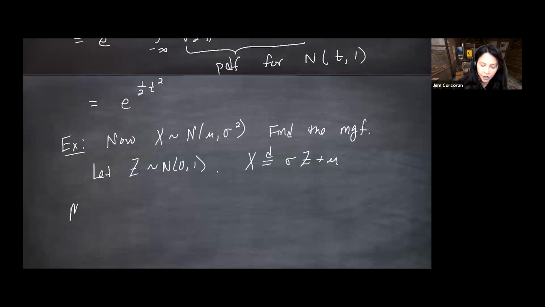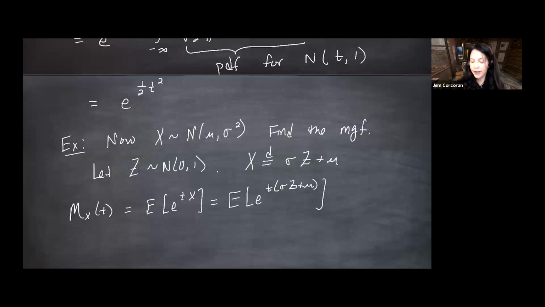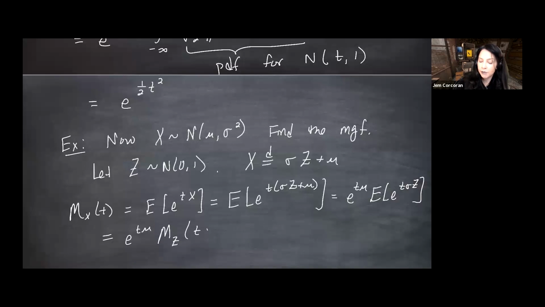So the moment generating function for x is the expected value of e to the tx, and this is the expected value of e to the t times sigma z plus mu. And if you multiply that stuff out and pull out the constant, you get e to the t mu, expected value of e to the t sigma z. And that part is going to be the moment generating function for a standard normal with t sigma plugged in for t.